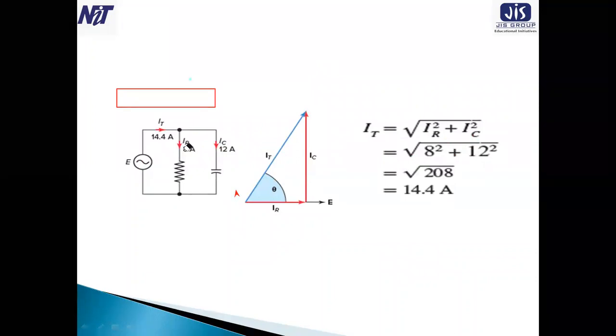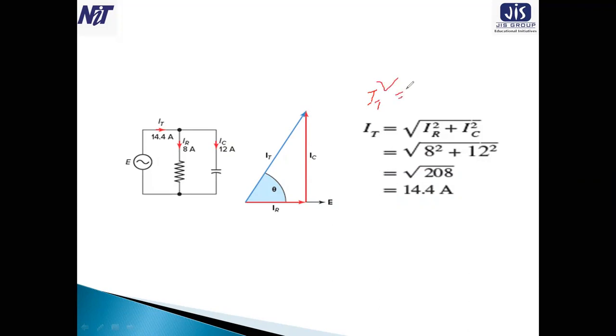Now the calculation of the value is very easy. This is the same circuit, and this is the phasor diagram we already drew. Now, what is IT? IT is the total current, and using Pythagoras we can easily find its value. The basic formula is IT square equals IR square plus IC square.